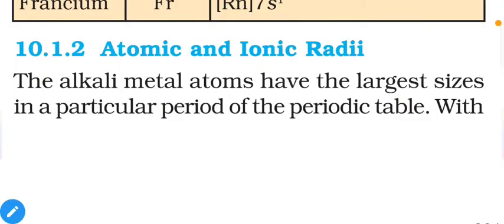The alkali metal atoms have the largest sizes in their particular period of the periodic table. And the reason for that, as we discussed, is that as we move from left to right, sizes will shrink. Why are sizes shrinking although electrons are increasing? Because of effective nuclear charge. That means the number of protons is also increasing inside the nucleus, and because of increasing positive charge inside the nucleus, electrons will feel stronger attraction towards the center, and that's why sizes will shrink.